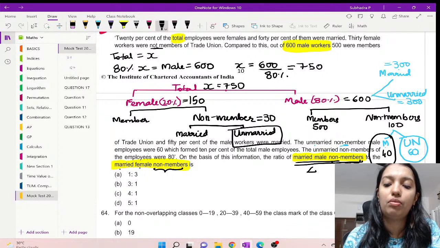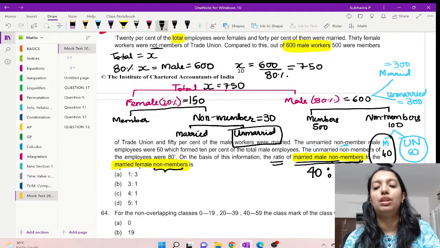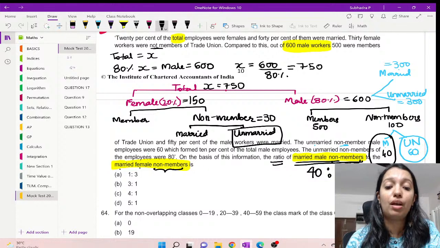So I already got one piece of information, 40. They are asking the ratio of, so is to. Next, the unmarried non-members were 60, which form 10% of the total male employees. The unmarried non-members of employees were 80. So total unmarried non-members of the employees were 80.